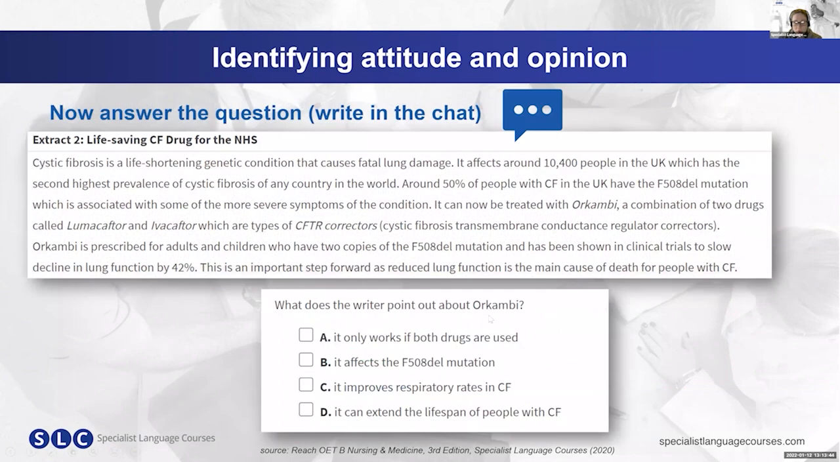What does the writer point out about or can be? A, it only works if both drugs are used. B, it affects the F508 del mutation. C, it improves respiratory rates in CF. Or D, it can extend the lifespan of people with CF. So let me know in the chat box, A, B, C, or D. What is the correct answer?